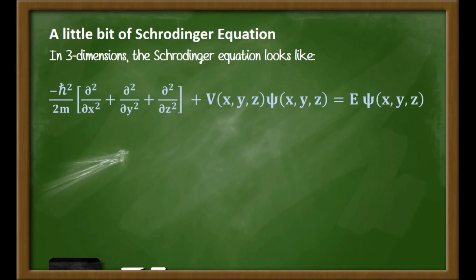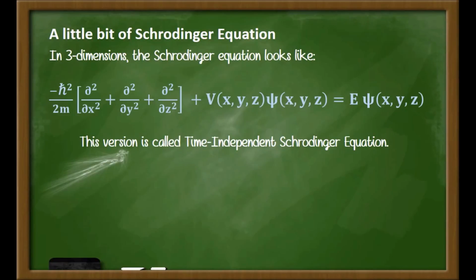Basically, the kinetic energy part of the Hamiltonian operator needs to consider the second differential not just in 1 dimension, but also in y and z in 3 dimensions. The same happens with the potential energy part of the operator. The potential should be described in x, y, and z. And also the same happens for the eigenfunction, for the wave function psi. It needs to be represented in x, y, and z.